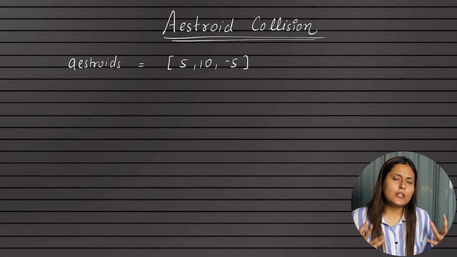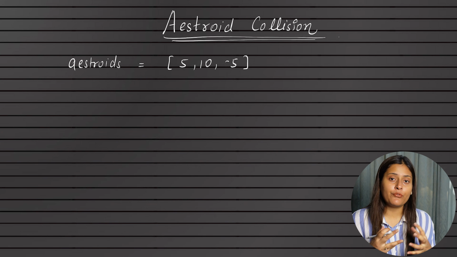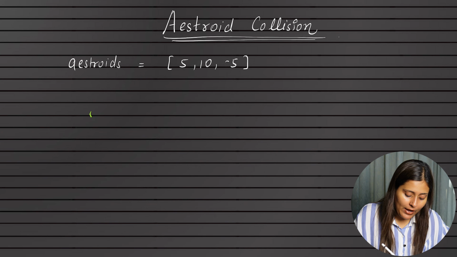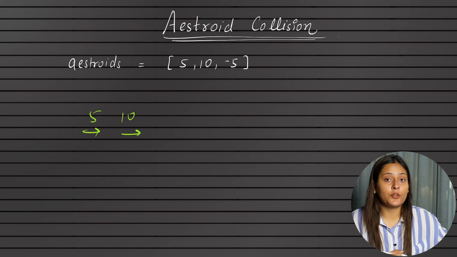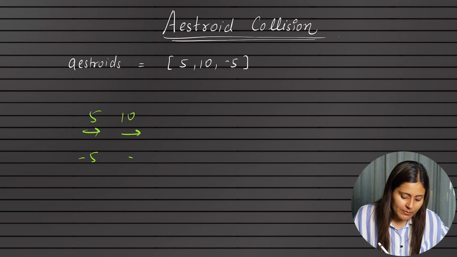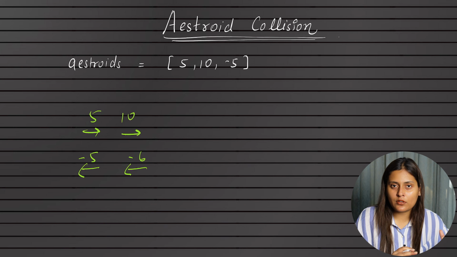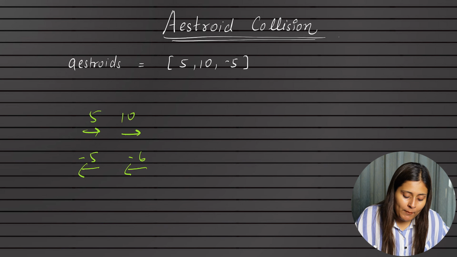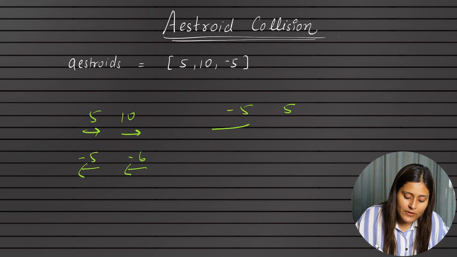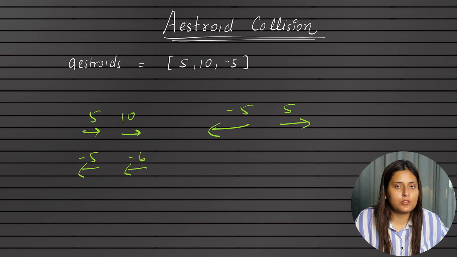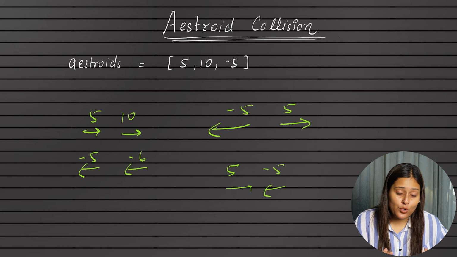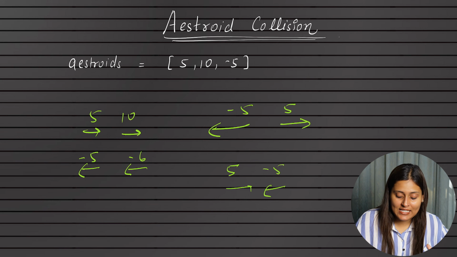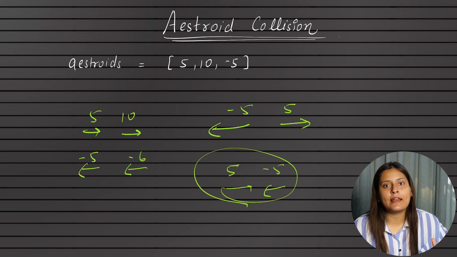Okay, so let's first find all the possible ways to collide. Can I say 5 and 10, which are both positive, can they ever collide? They are both moving in the right direction, so no. Now -5 and -6 both are moving in the negative direction. Can they ever collide? No. Now -5 and +5. -5 is going in the negative direction, +5 is going in the positive direction. Can they ever collide? No. So what can collide? First positive and then negative, can I say? So for collision, the only special case is positive first and then negative later.